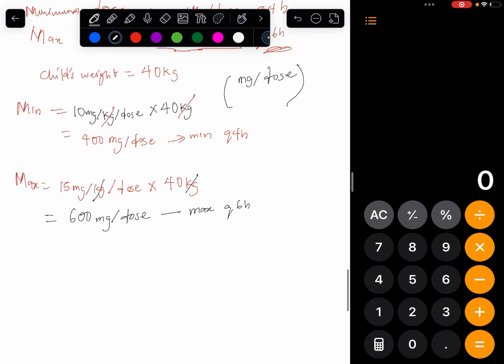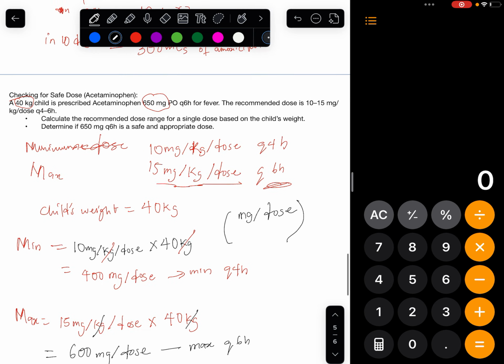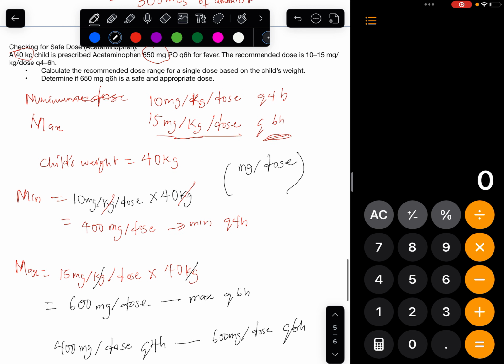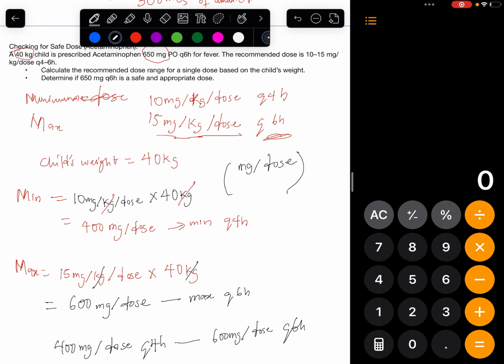So the range between the minimum and the maximum is 400 milligram per dose every 4 hours to 600 milligram per dose every 6 hours. And so those are the single dose based on the child's weight.